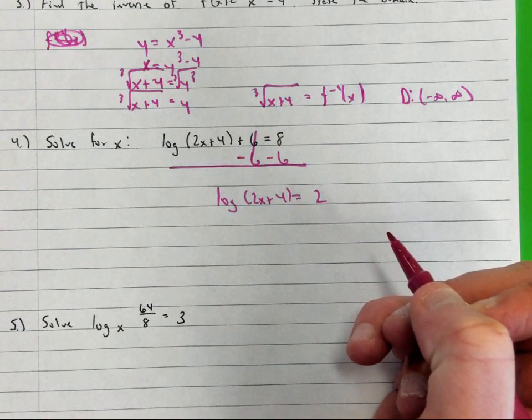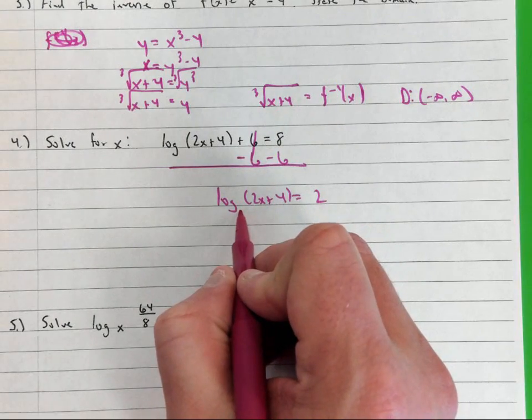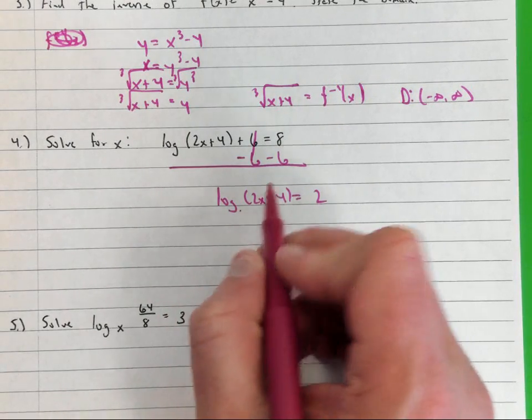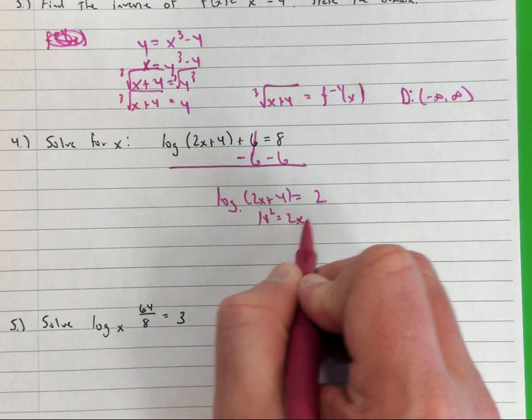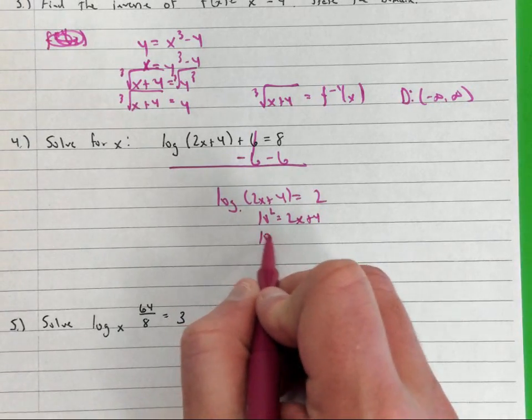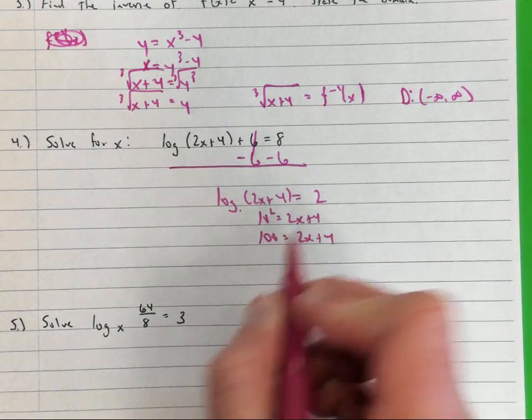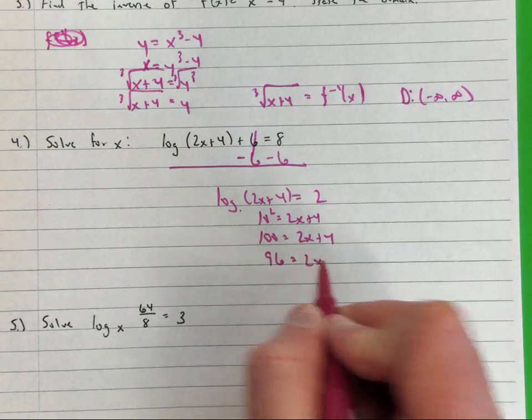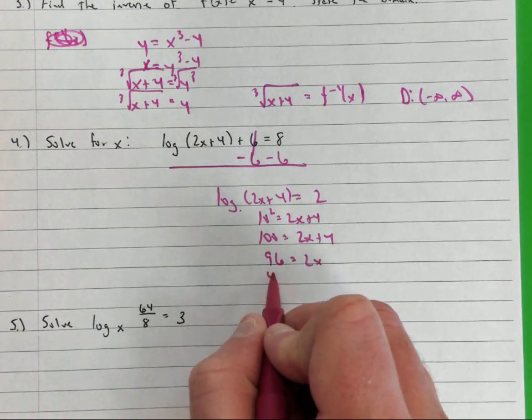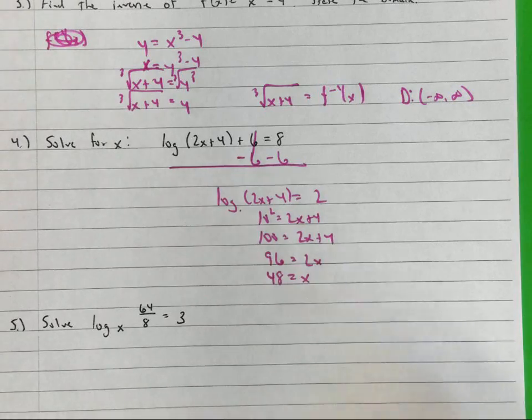Now, we're going to put it in what form? What's the understood base right here? 10 squared equals 2x plus 4. That gives me 100 equals 2x plus 4. 96 equals 2x. And that gives me 48 equals x is my answer.